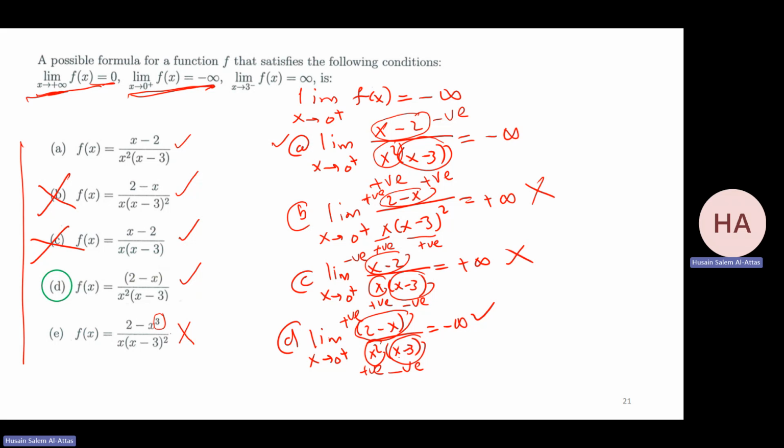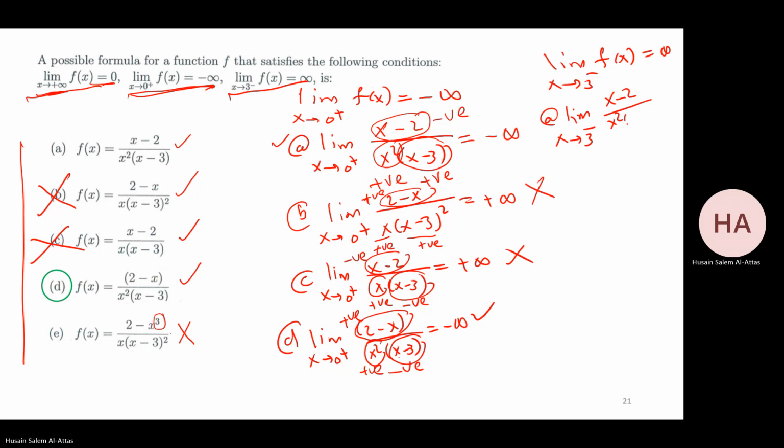One of them should be correct, so I will do the last one. The limit as x goes to 3 from the left. It should be infinity. Let us do A. I don't need to do B and C. The limit as x goes to 3 from the left for this function. Still, I'm getting non-zero over 0. 3 minus 2 is 1. I have 0 here because of x minus 3. Let's check this. This one is positive.